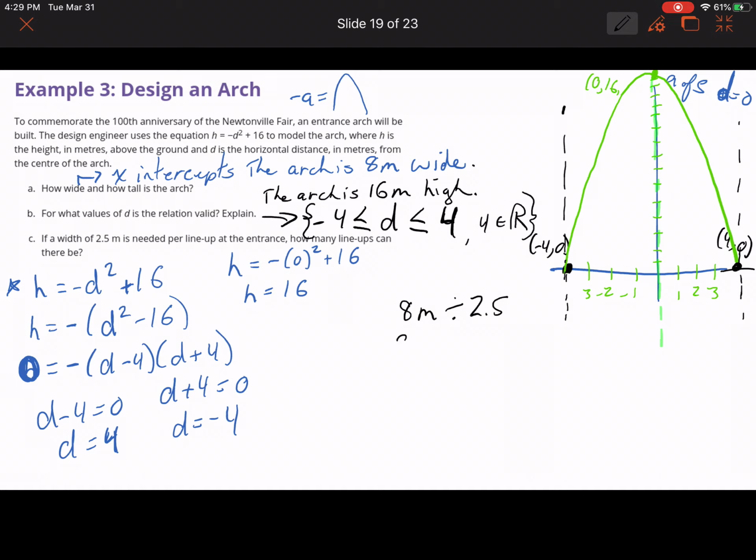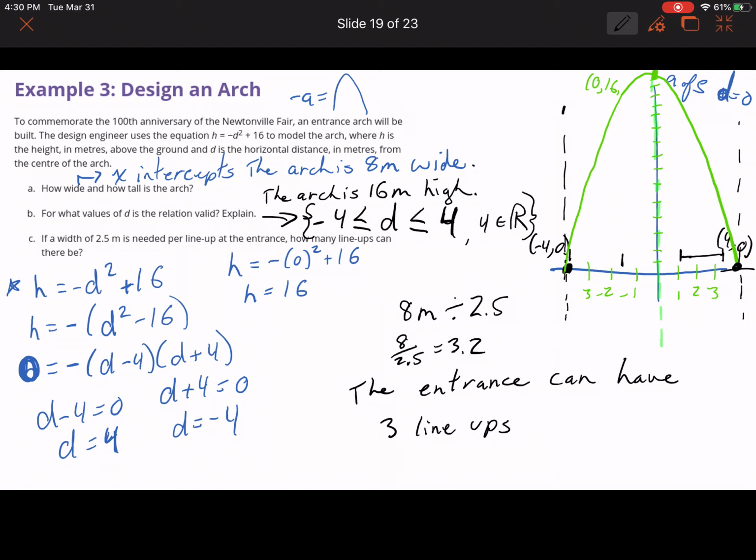So if we did 8 divided by 2.5, we end up with 3.2, which we can't have 0.2 of a lineup. So we can have 3 lineups. Basically they're saying we need this much space for this lineup, this much for this lineup, and this much for that lineup. We've got a little bit of room in between. So we've got a line up here, here, and here.